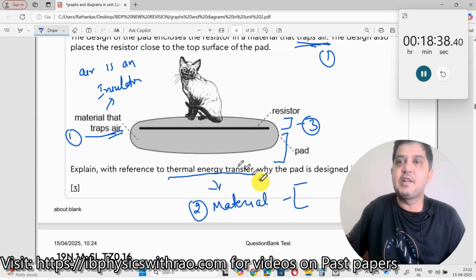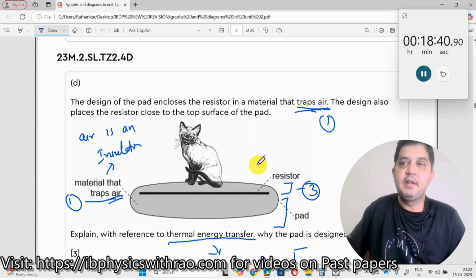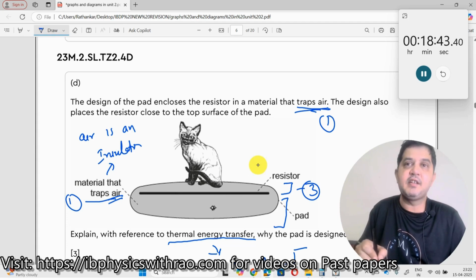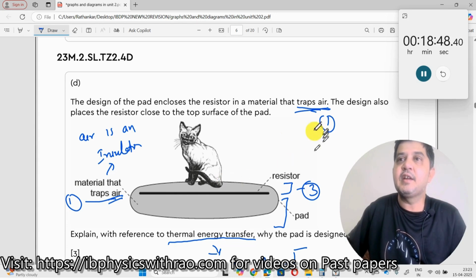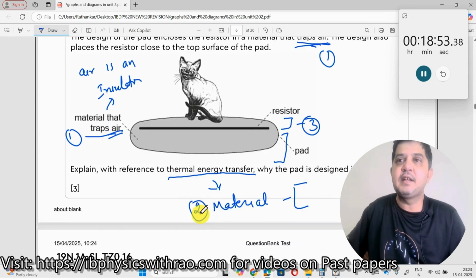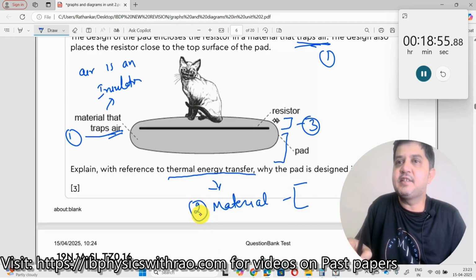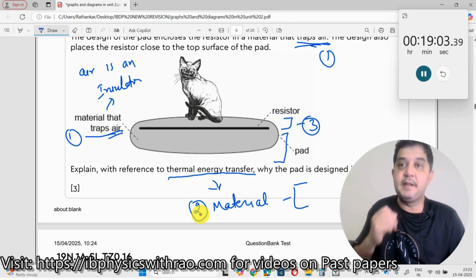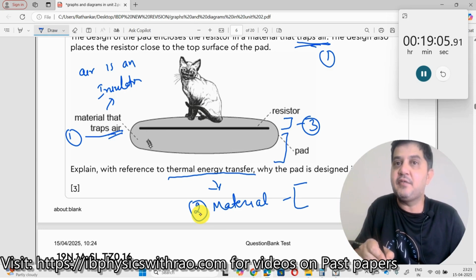So explain with reference to thermal energy why the pad is designed in this way. You can just say air is an insulator, so therefore it does not conduct. That's the first point. And secondly, you need to trap the air over here. The design is also, what's the next one? See, where the cat sits, this distance is much smaller. This distance is much larger over here. This is thinner, this is thicker over here. So why is this being kept? The reason is that when you have air for a longer distance over here, convection will not happen. So in order to prevent the convection, they kept it like this.